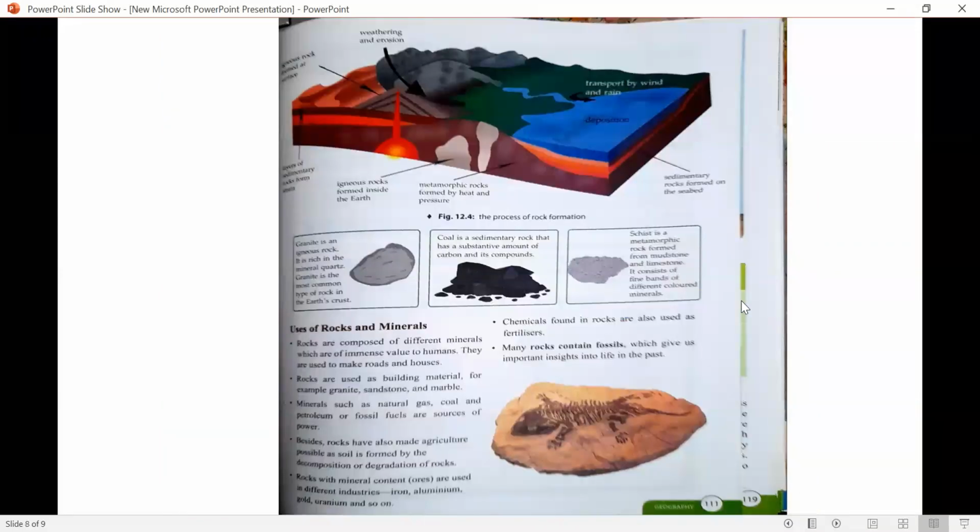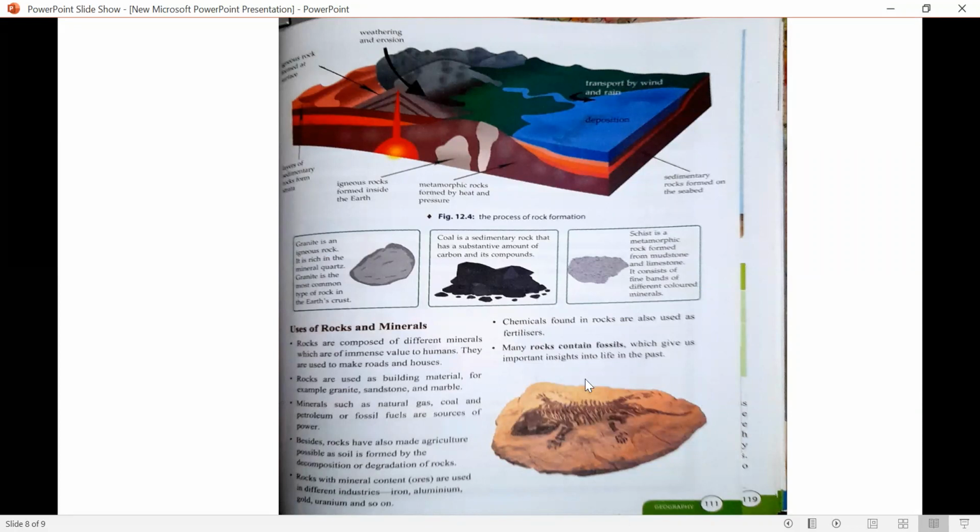Let's now take a look at how rocks and minerals formed on the earth's surface are used by us. Rocks are composed of different minerals which are of immense value to humans. They are used to make roads and houses, and they help us make houses, buildings, and many types of human-made structures.